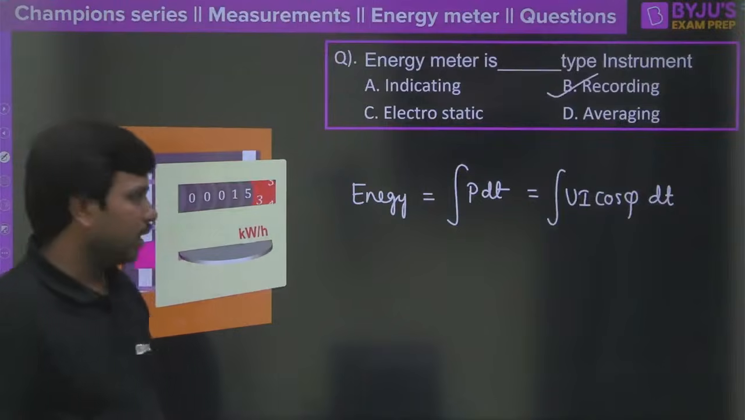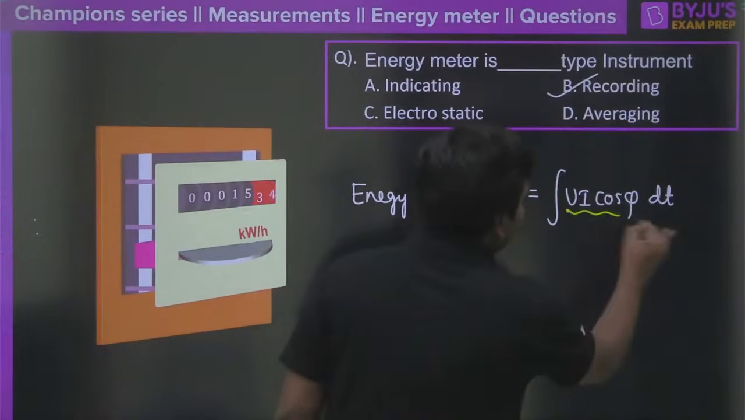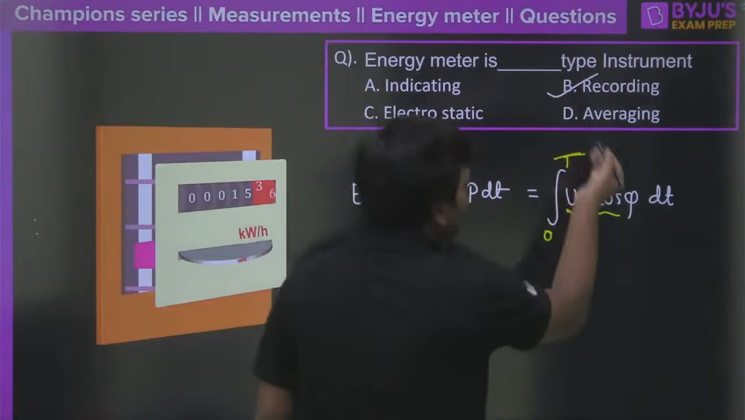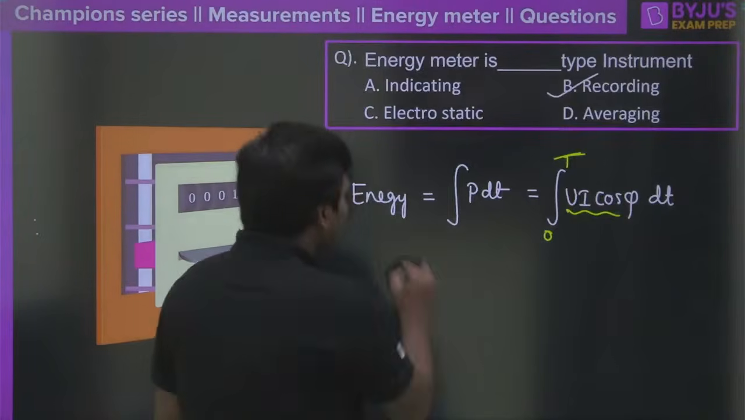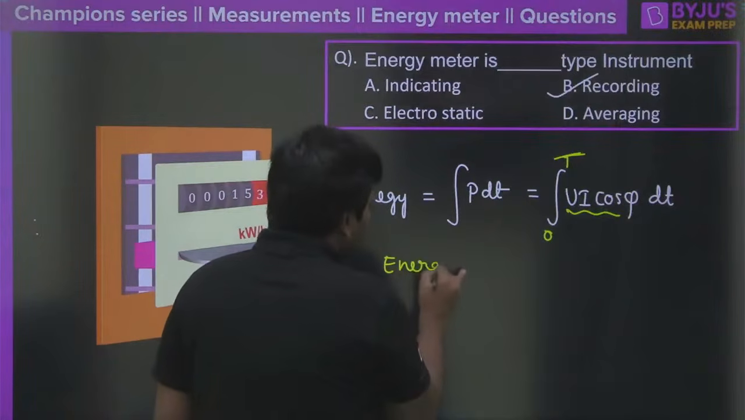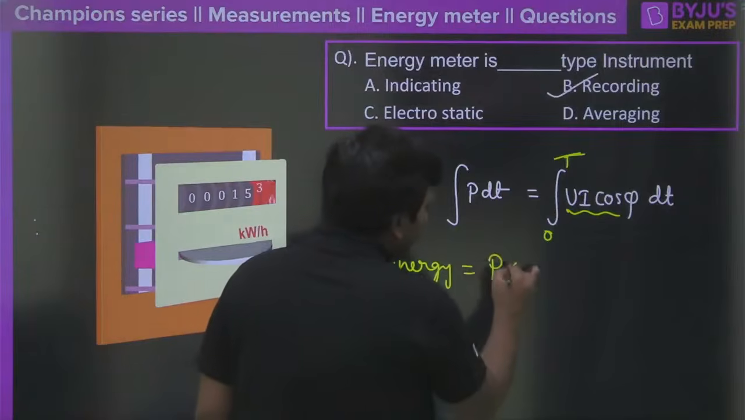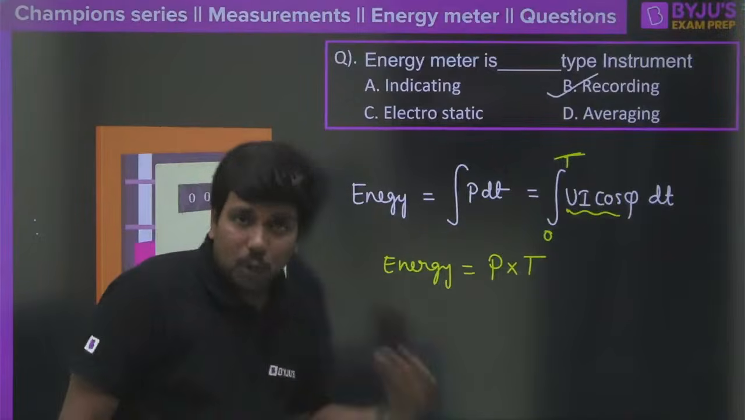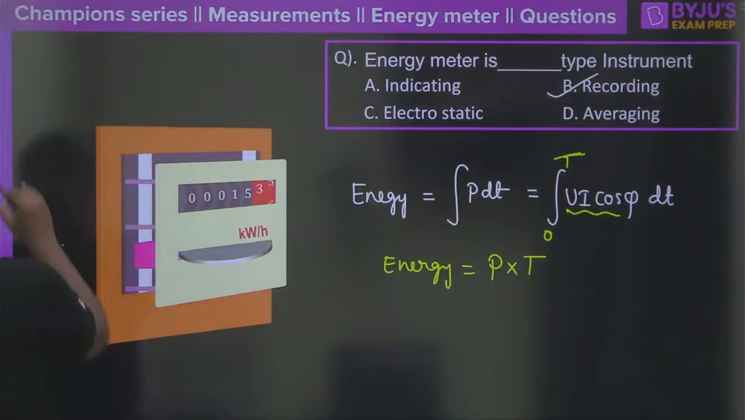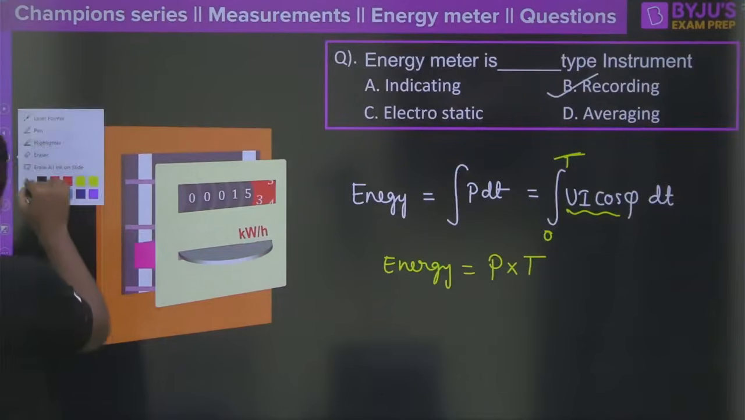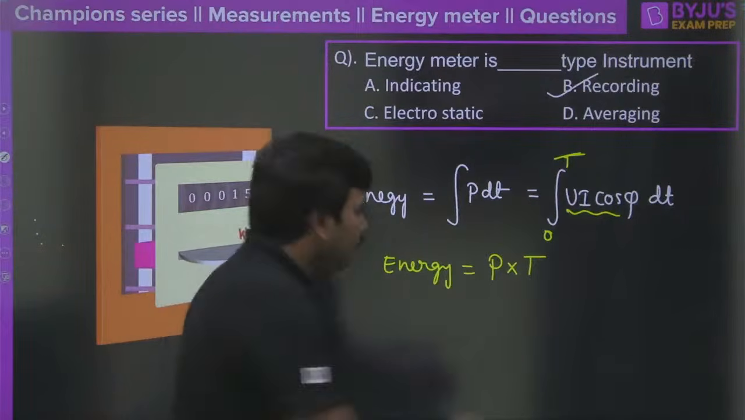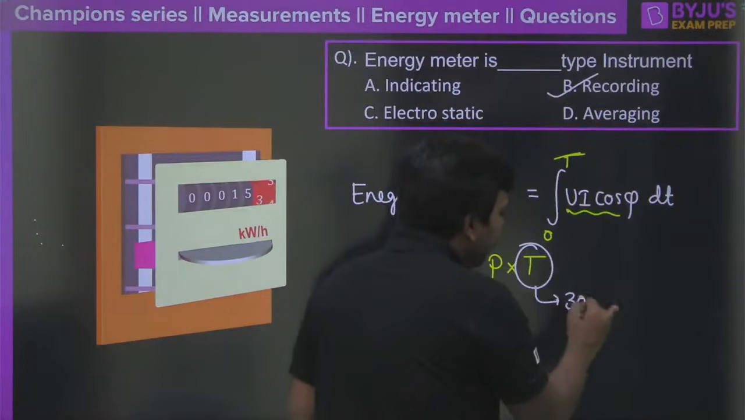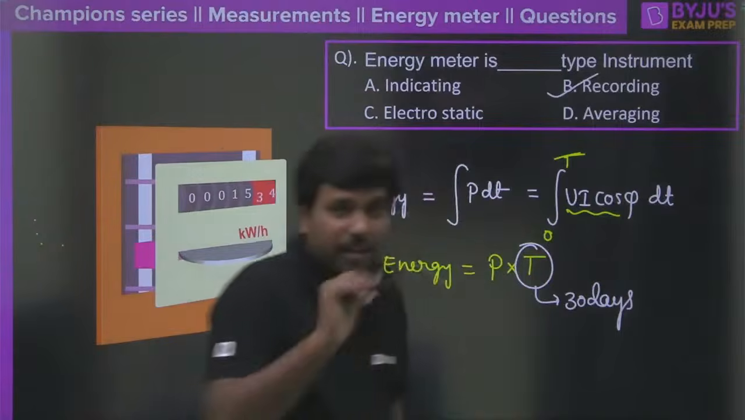So simple to understand. Suppose the time is fixed. For example, 0 to t, where t might be 30 days or it may be 1 day. Then what is the total energy? Energy equals the total power into t. So what people do, in general, the state electricity board people, is fix the time. Usually this time in our home is 30 days. Every month we get an electricity bill. Correct?